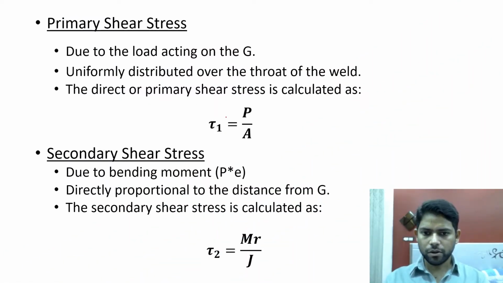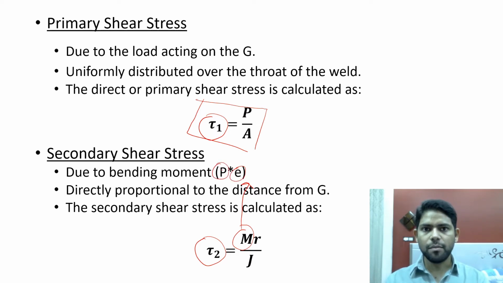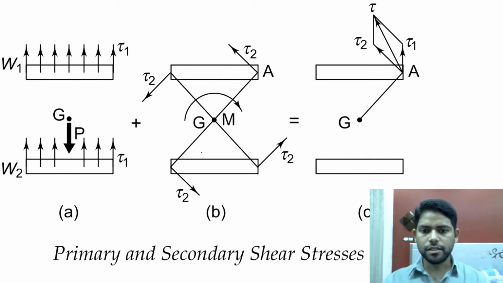We are clear about all the terms in the primary shear stresses, how we are going to calculate the primary shear stress. Now let's take all the terms one by one in case of secondary shear stress. The first term is your bending moment, which is simply P cross E, where E is the eccentricity and P is the applied load. The second term over here is R. R, as I told you in the first part itself, is the distance.